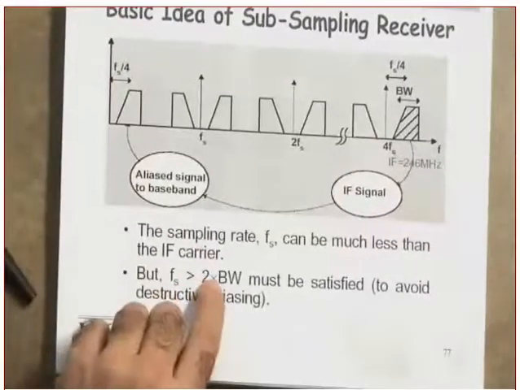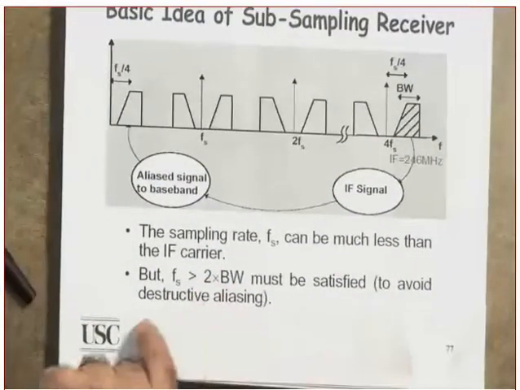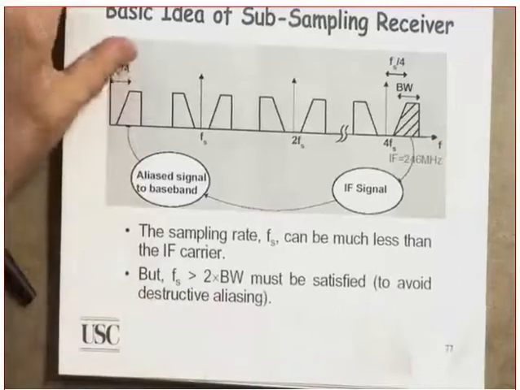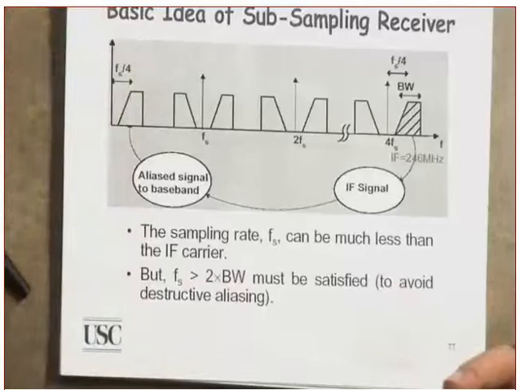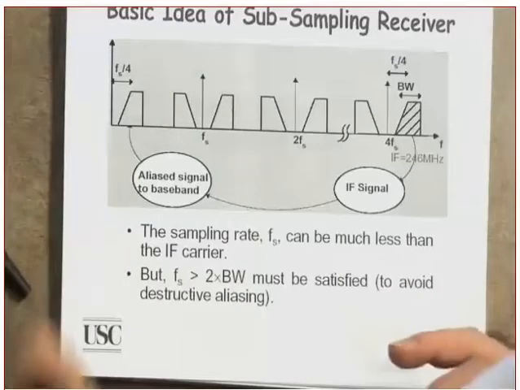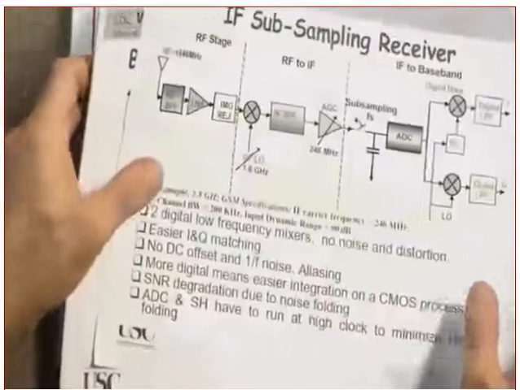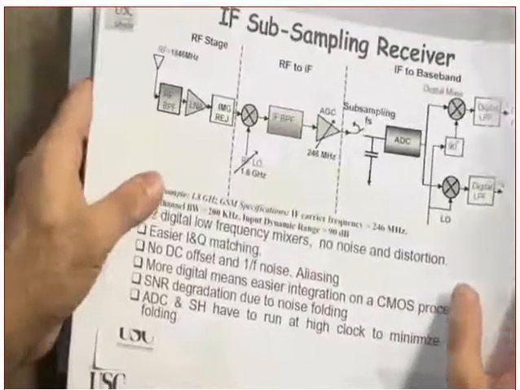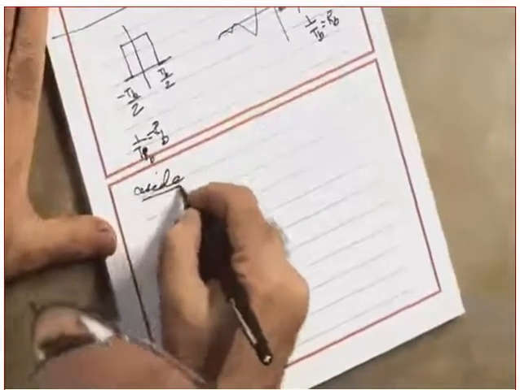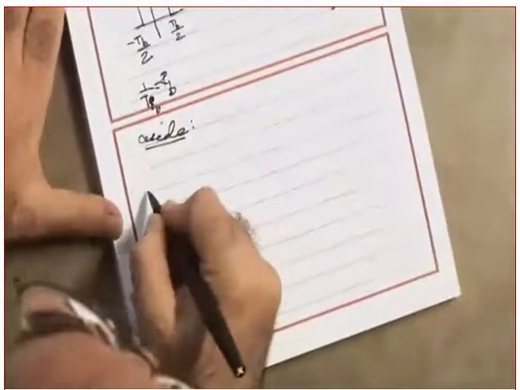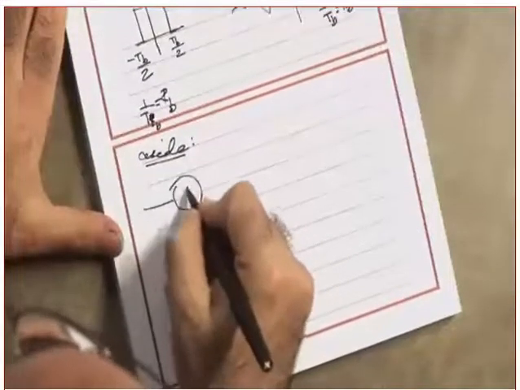But the condition that the rate be greater than 2 times the bandwidth must be satisfied to avoid destructive aliasing. Clear? Otherwise, there will be aliasing. Aliasing means folding of the spectrum. Did I show you aliasing before? Have you seen aliasing before? Do you know what it is? Okay, aside. I will never be able to finish if I keep saying aside. Okay, let's see if you can help me here.